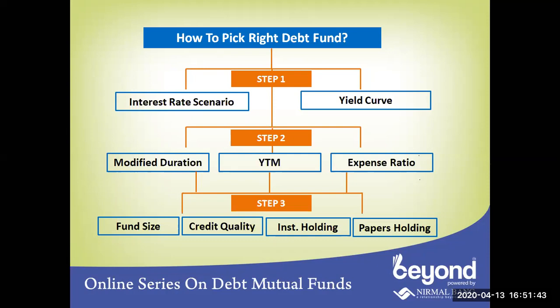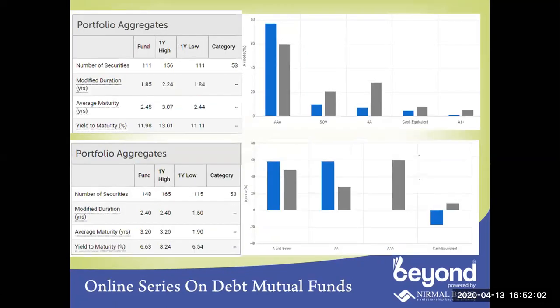If on the credit side the holding or allocation is more than 5-6%, then it's a little alarming position for us, and we do a little in-depth analysis on that particular paper. And if we are not comfortable with that particular paper, we do not suggest the fund.